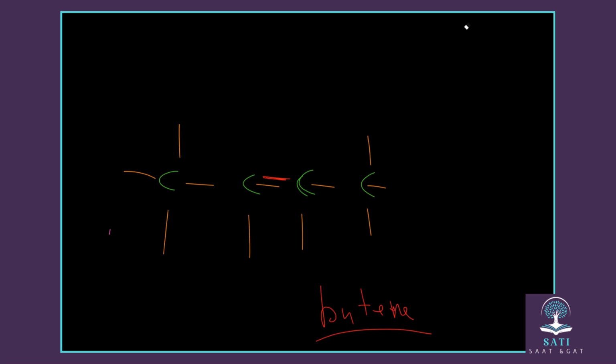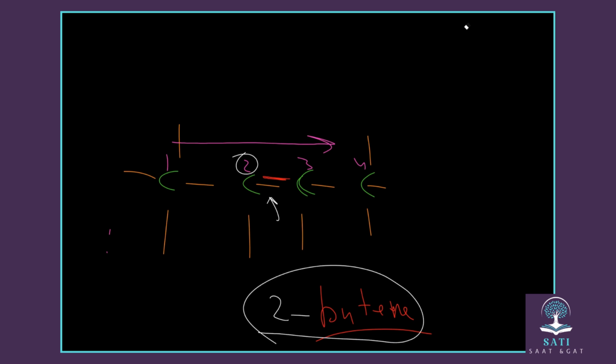No. To differentiate where the bond is, we need to mention the number of the carbon atom that the double bond is on. So we number them 1, 2, 3, 4, going from left to right. The number of the first carbon atom that has the double bond is the number we add. So this is how to name it, for example, 2-butene.